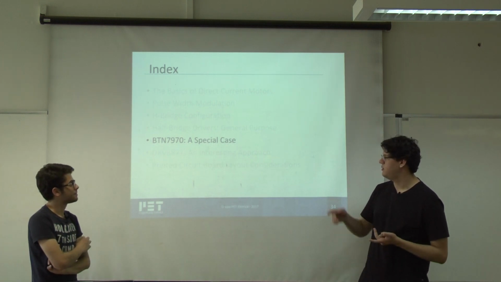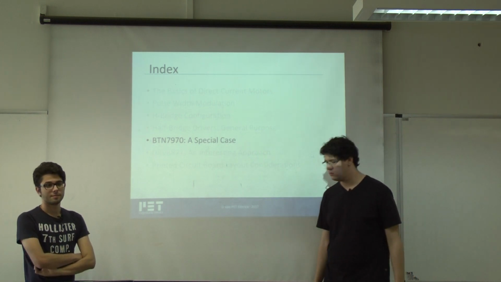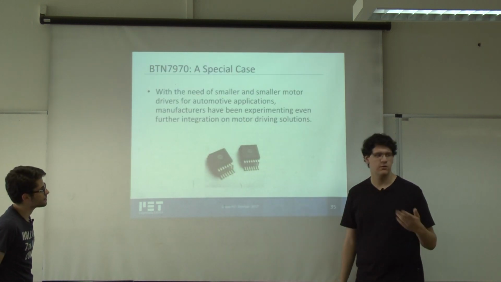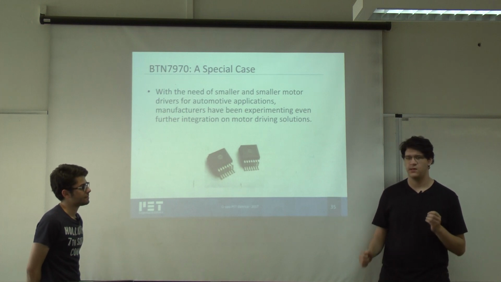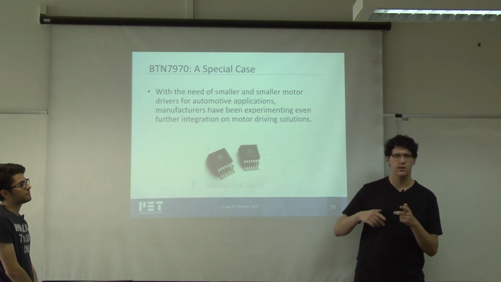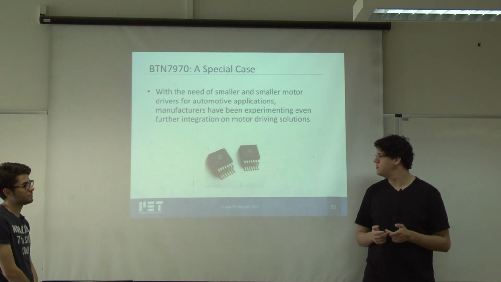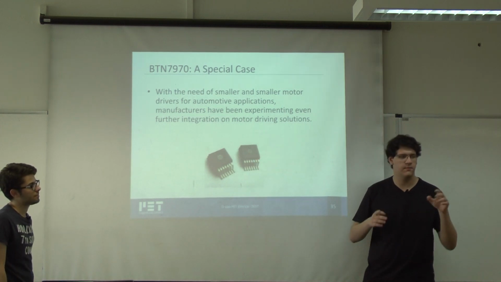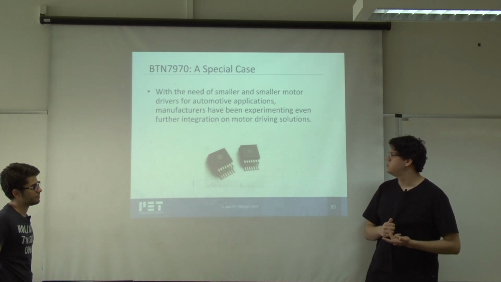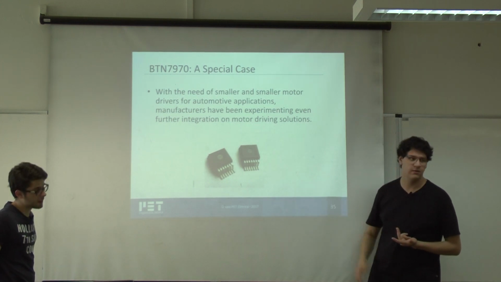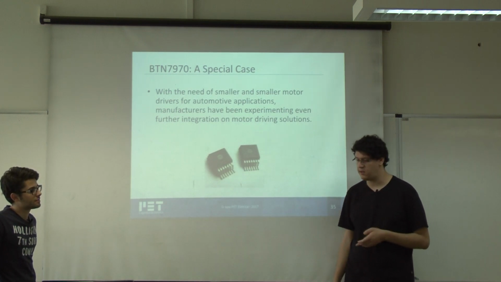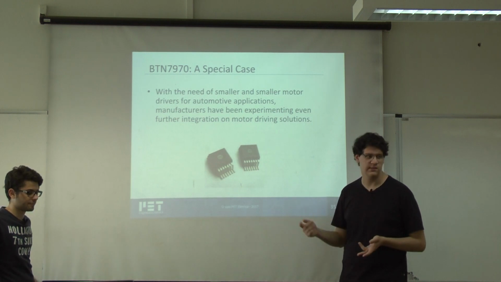For example, the BTN7970 integrated circuit. The BTN7970 integrated circuit is a half-bridge circuit with the MOSFET drivers inside it. So inside this chip, you have both the MOSFETs and the half-bridge drivers. And it can also handle up to 40 amps of current. So it has a high power compared to its size.